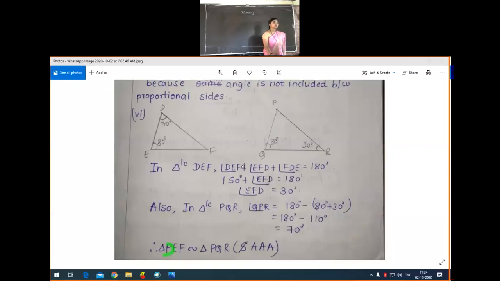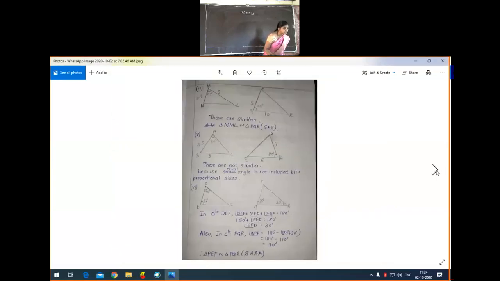Welcome back to the discussion of the third exercise related to similarity of triangles. We are discussing this figure. We got the idea of how triangle DEF is similar to triangle PQR. Here we have to apply the angle sum property of a triangle. So we got that this angle is 30 degrees and this angle is 70 degrees. The three angles of this triangle are equal to the three angles of this triangle. According to that condition, triangle DEF is similar to triangle PQR. So we'll go to the next question.